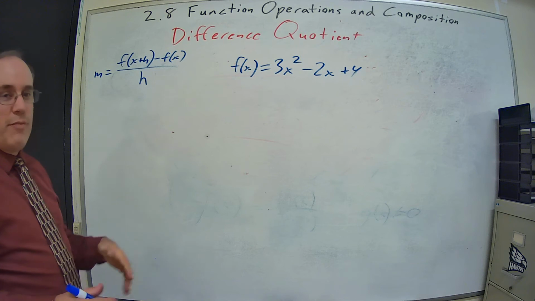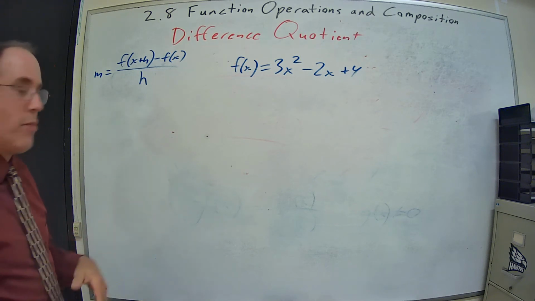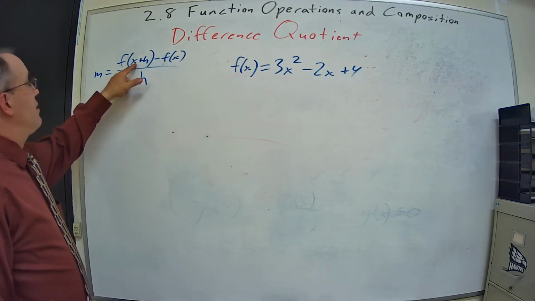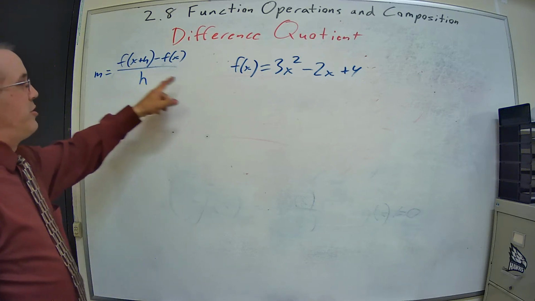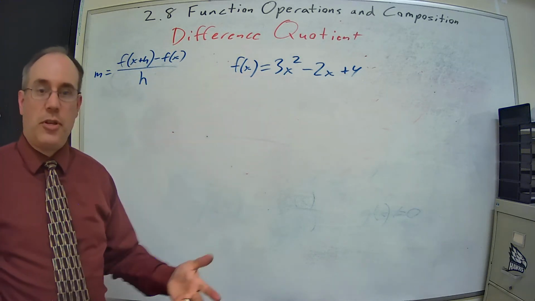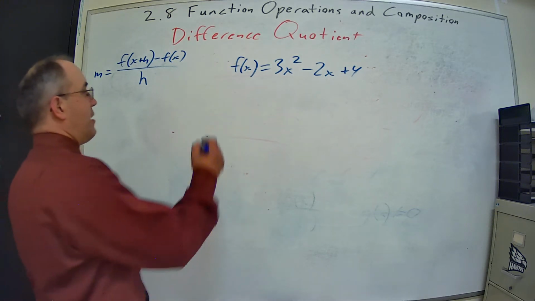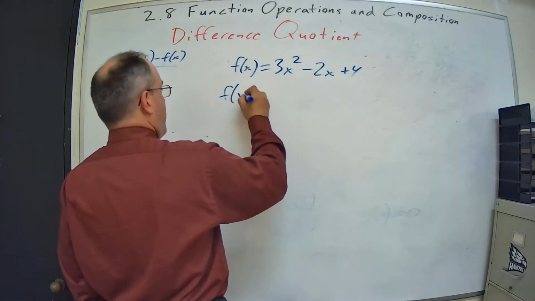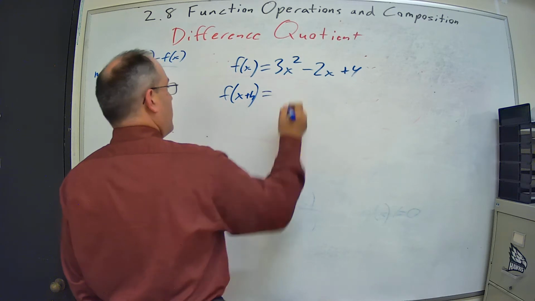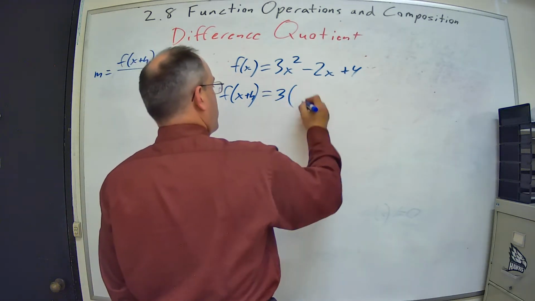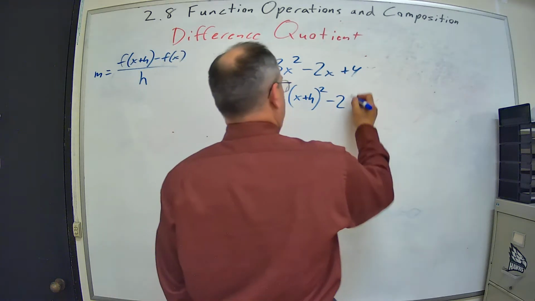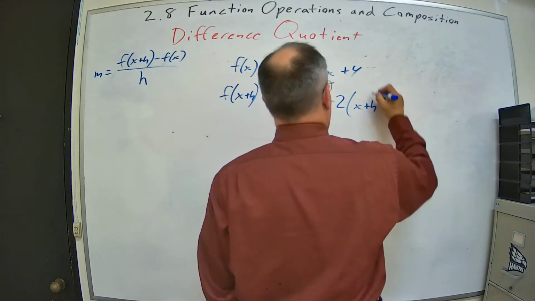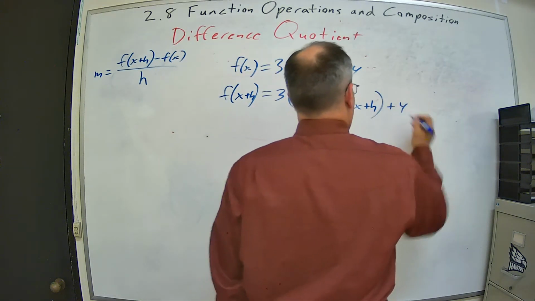Remember, h can be any number, so it's really just a variable sitting there. And this is f of x plus h. Well, f of x plus h is just f of x, where you plug in x plus h in place of x. So f of x plus h is equal to 3 times (x plus h) squared minus 2 times (x plus h) plus 4.